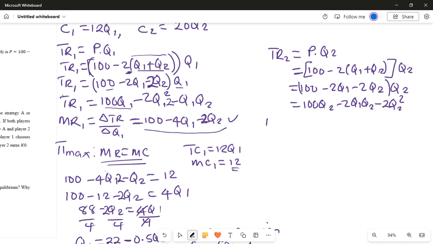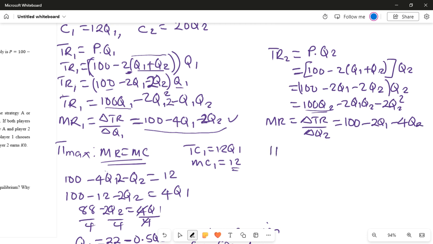From here we get the marginal revenue, which is the change in total revenue due to change in Q2. By now we know how to differentiate. Differentiating the first term with respect to Q2, we remain with 100. Differentiating the second term with respect to Q2, we remain with minus 2 Q1. Differentiating the last term with respect to Q2, we have minus 4 Q2.